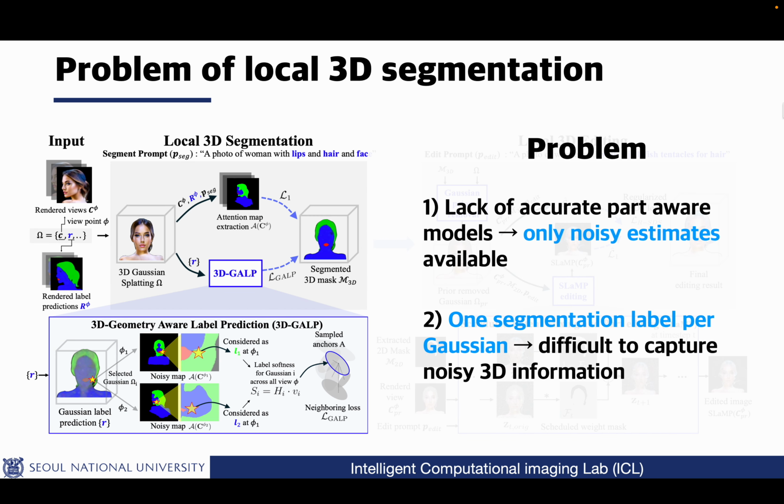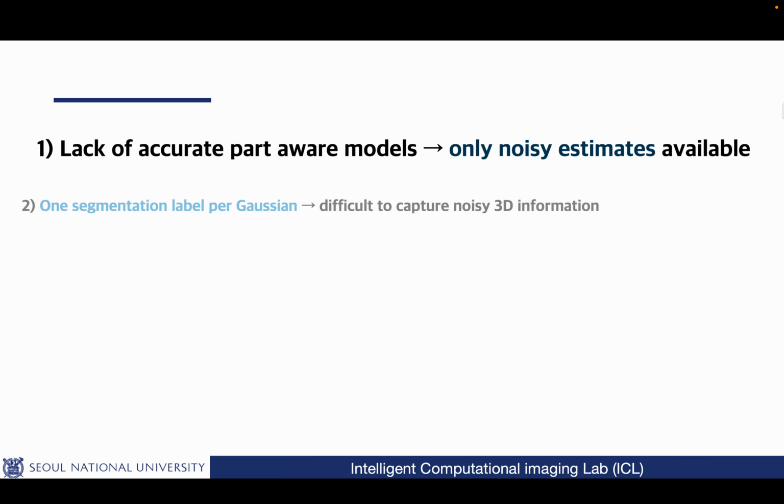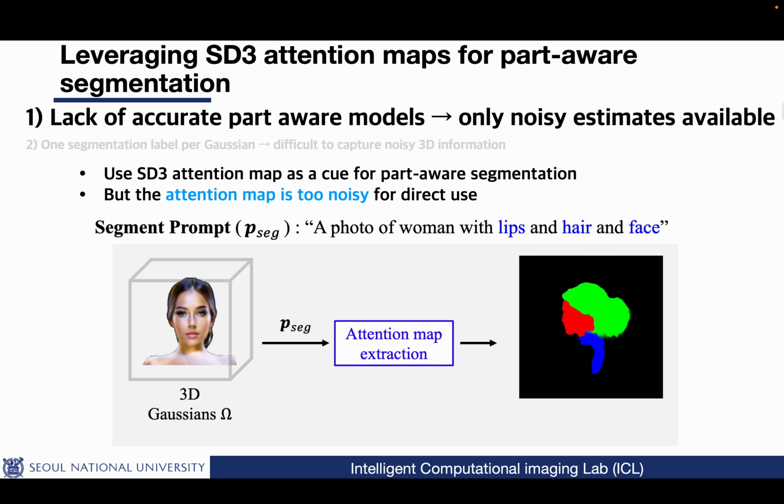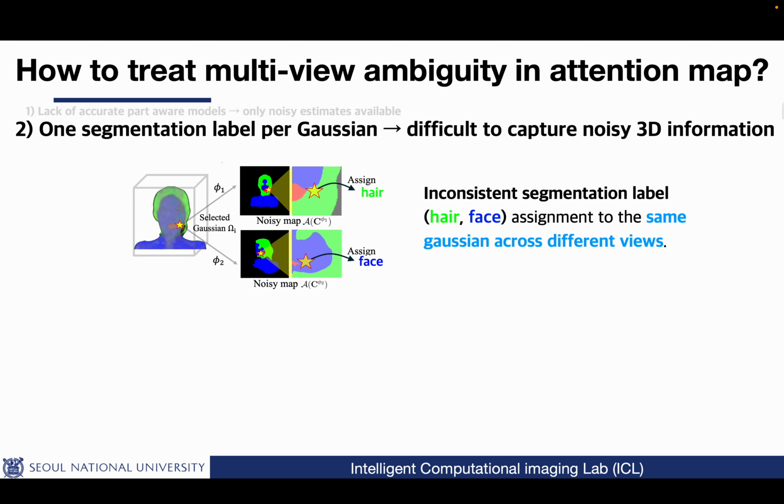Now let's go back to the first task. I'm going to discuss each problem one by one. For the problem of lacking a part-aware model, we use the attention information of Stable Diffusion 3 as a cue for part-aware segmentation. But as you see in this GIF, the attention map is too noisy to use directly. This means there is an inconsistency when applying segmentation labels to the same Gaussian.